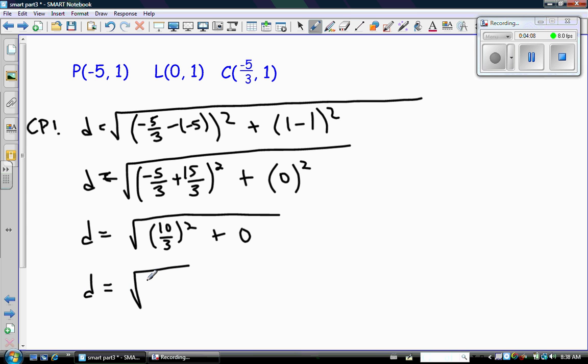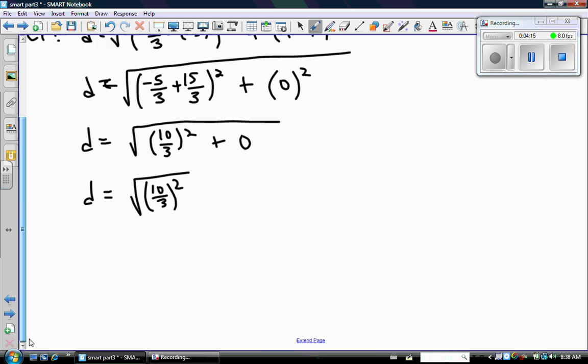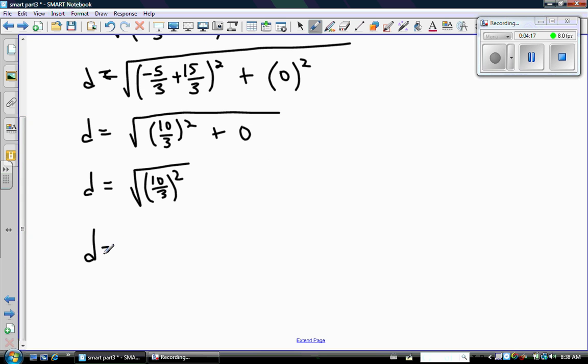So look what I'm left with: 10 over 3 squared, square rooted. Squaring something and square rooting something is pretty pointless, they just cancel each other out. So I'm left with the distance of 10 over 3. I don't know if your teachers are going to allow you to write this in decimal notation or not. I'm going to assume that they're not, just in case that's something you need to see. So there's the distance from C to P.